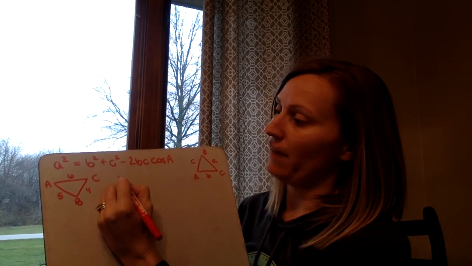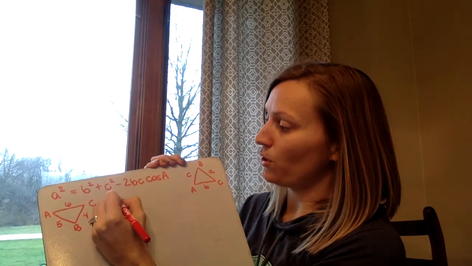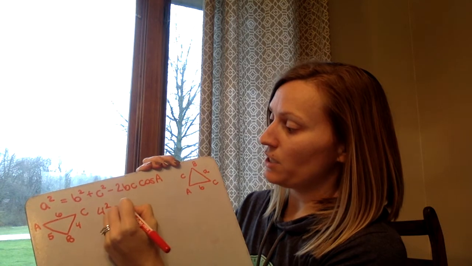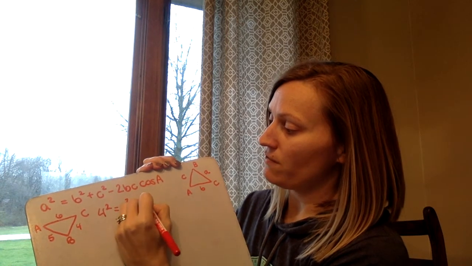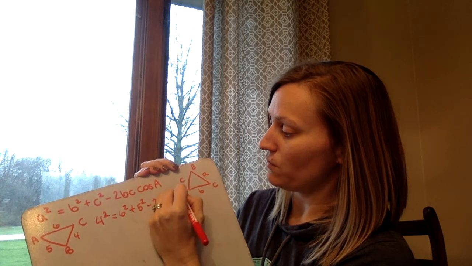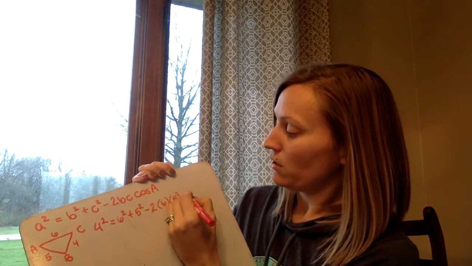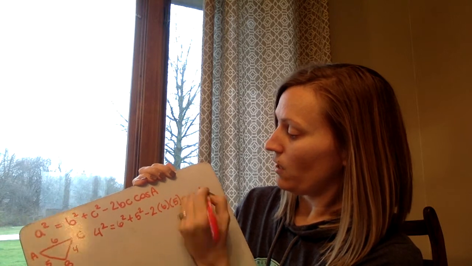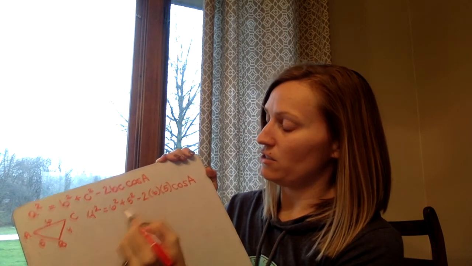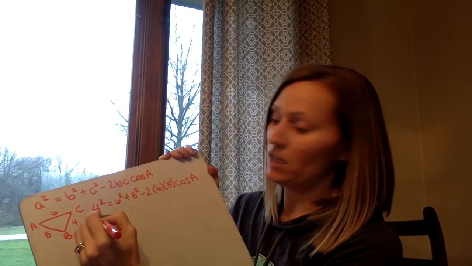So we're going to have opposite of A is 4. So we will have 4 squared is equal to, in no particular order, 6 squared plus 5 squared minus 2 times 6 times 5. I'm going to erase this so I have room. Cosine of A. And we have to remember a big mistake that students sometimes make when you evaluate all of this. You have to be careful.